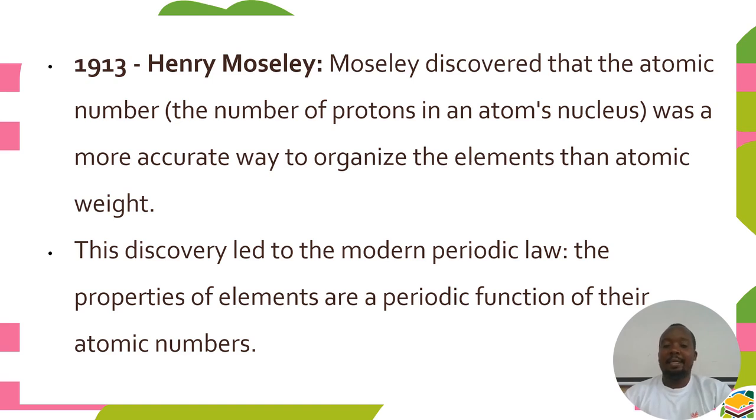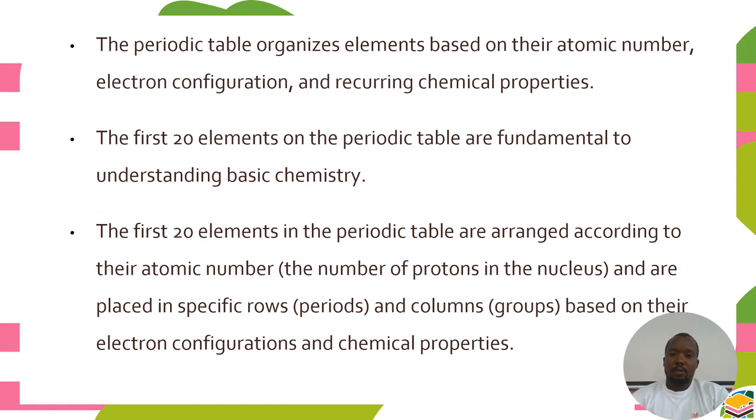This discovery led to the modern periodic law, which states that the properties of elements are a periodic function of their atomic numbers. And the periodic table organizes elements based on their atomic number, electron configuration, and recurring chemical properties. The chemical properties which are recurring in nature.